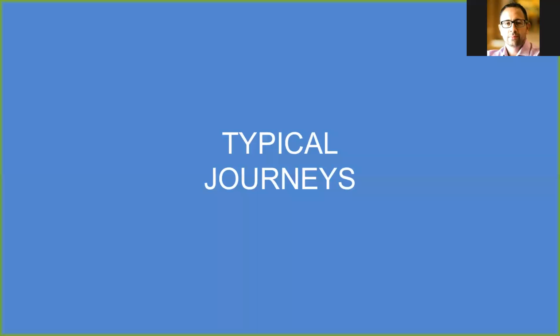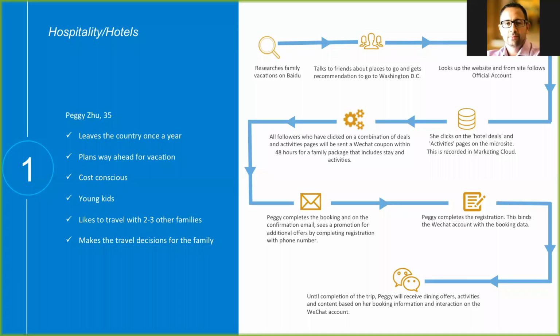Okay, I'm going to jump into what a journey would look like if we were integrated with Marketing Cloud and it's totally automated. And I also want to point out that these journeys can be done without Marketing Cloud, but without Marketing Cloud, there's manual work. So if someone's going to actually have to go in and send these messages. So I chose a young family led by Peggy. She's got young kids. She travels with 2 or 3 other families throughout the year, and they make decisions as a family.